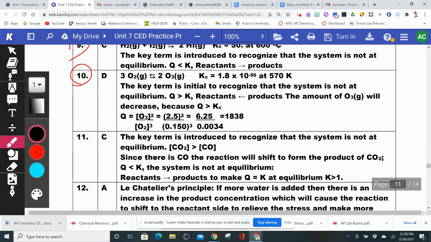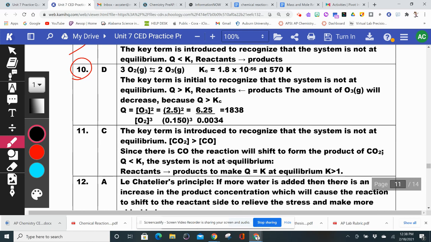So yeah, the key term is introduced to recognize the system is not at equilibrium. Since there is carbon monoxide, the reaction will shift to form the product. Yeah. Q is less than K. The system is not at equilibrium. So reactants are going to form products until you reach an equilibrium. Equilibrium is when your reaction quotient and your equilibrium constant are equal, and that's not the case at present.